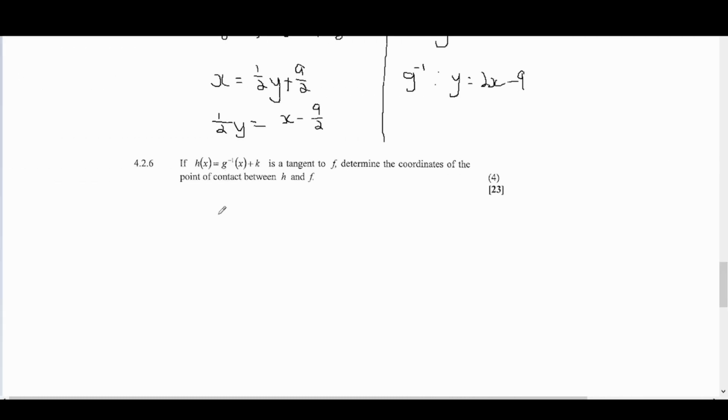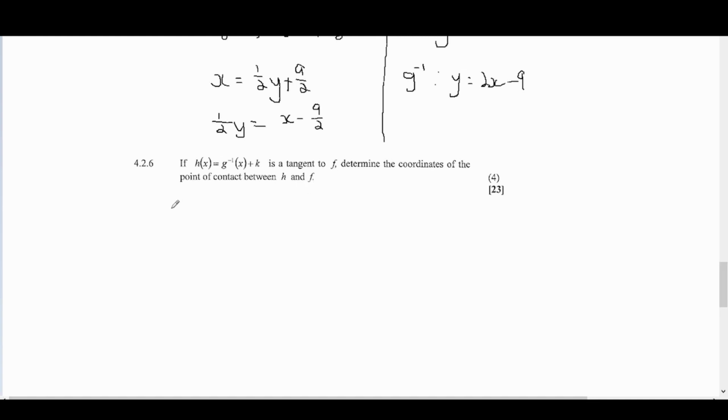Okay, 4.2.6. The question is, if h of x, which is a new function, is equal to the inverse of g, which we still have from our previous question, plus k, is a tangent to f, a tangent being a straight line that only touches a curve once, or at one point. Determine the coordinates of the point of contact between h and f.